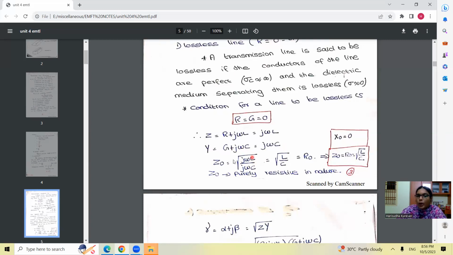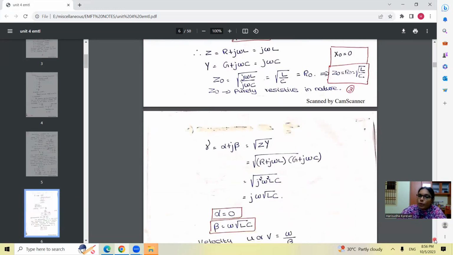Therefore, making G equal to 0, Y is equal to jωC. Now your Z0, the characteristic impedance, is nothing but the square root of Z by Y. Your Z is jωL and your Y is jωC. The common terms jω get cancelled, and therefore you get the square root of L by C, which is nothing but your R0. So you can also call it the characteristic resistance. Your characteristic impedance is purely resistive in nature.